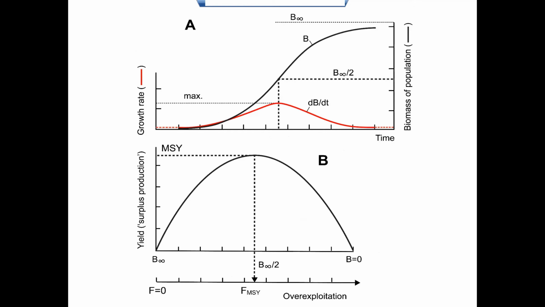You can see the population growth rate in the upper graph, and the population growth rate is actually the line in red, and this red line, if you plot it against the biomass, gives you the yield curve of the Schaefer model with MSY, maximum sustainable yield, at the biomass at half of the unexploited stock.